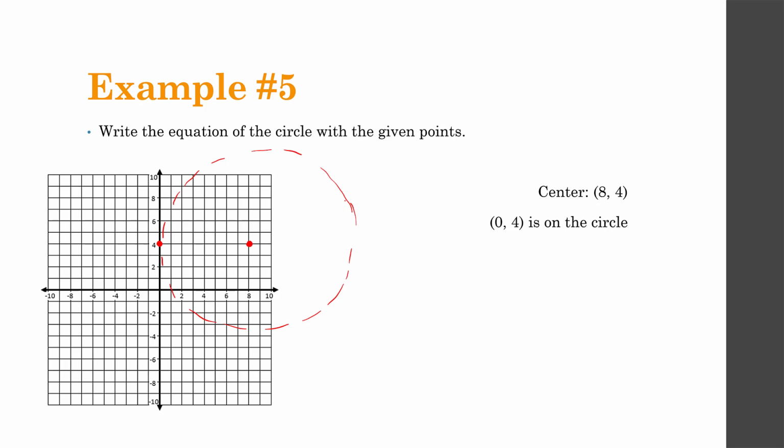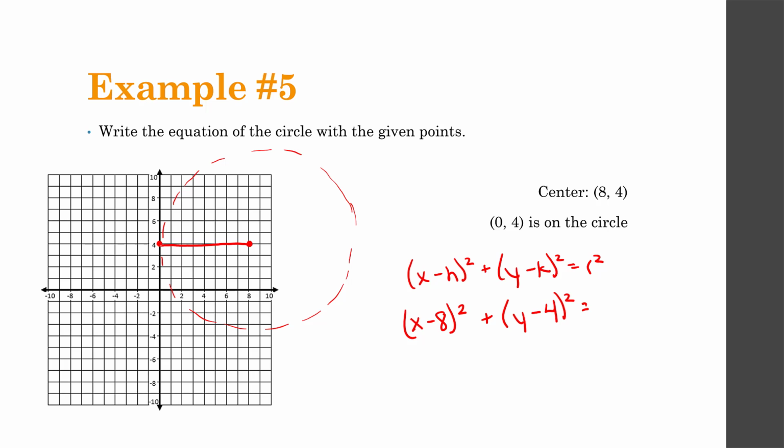We can start our equation because we have h and k. So we can plug in the center. (x - 8) squared plus (y - 4) squared. What we need to find out is the length of r. Well, a radius goes from the center to a point on the circle. So I can actually connect these 2 points, and that would be my radius. But in order to find it, we are going to have to calculate the length.